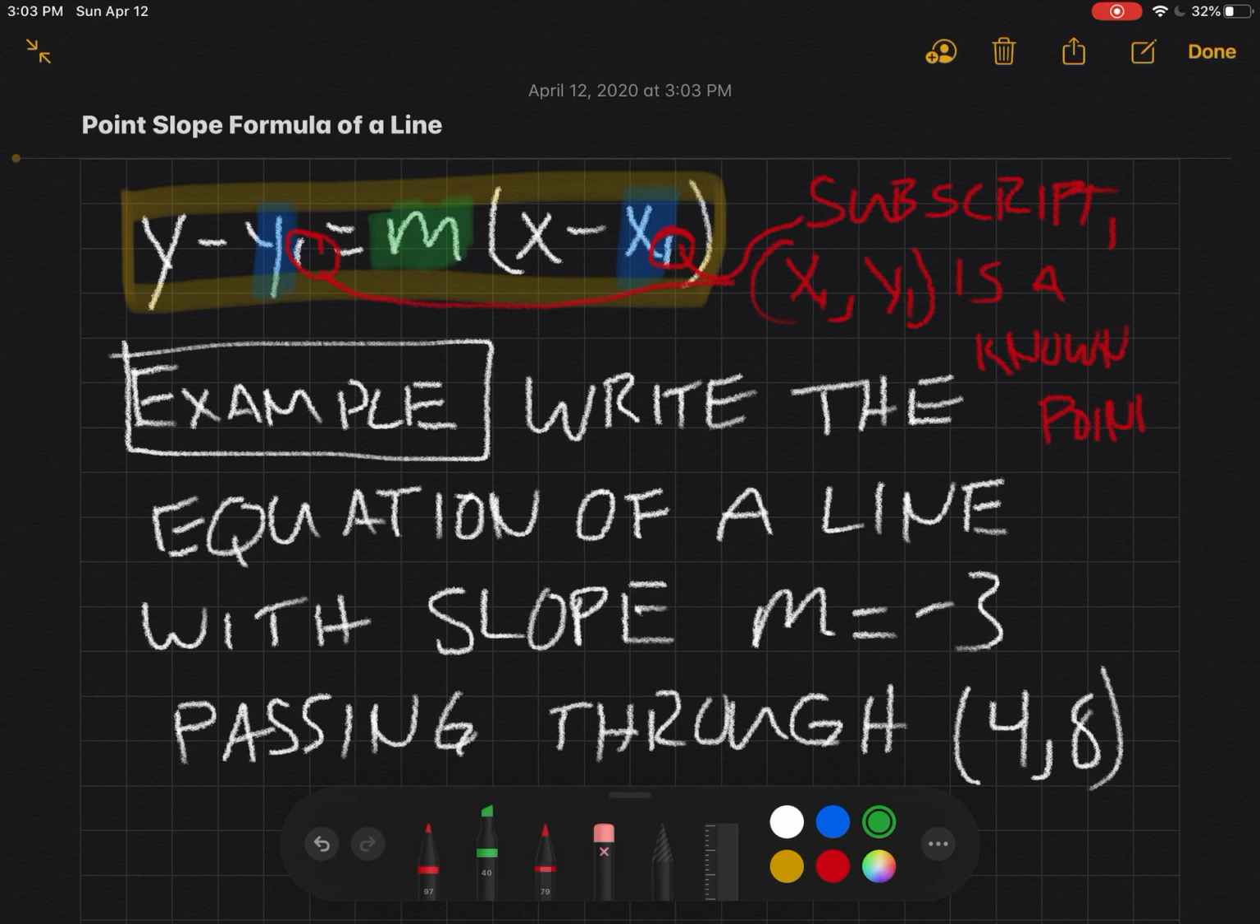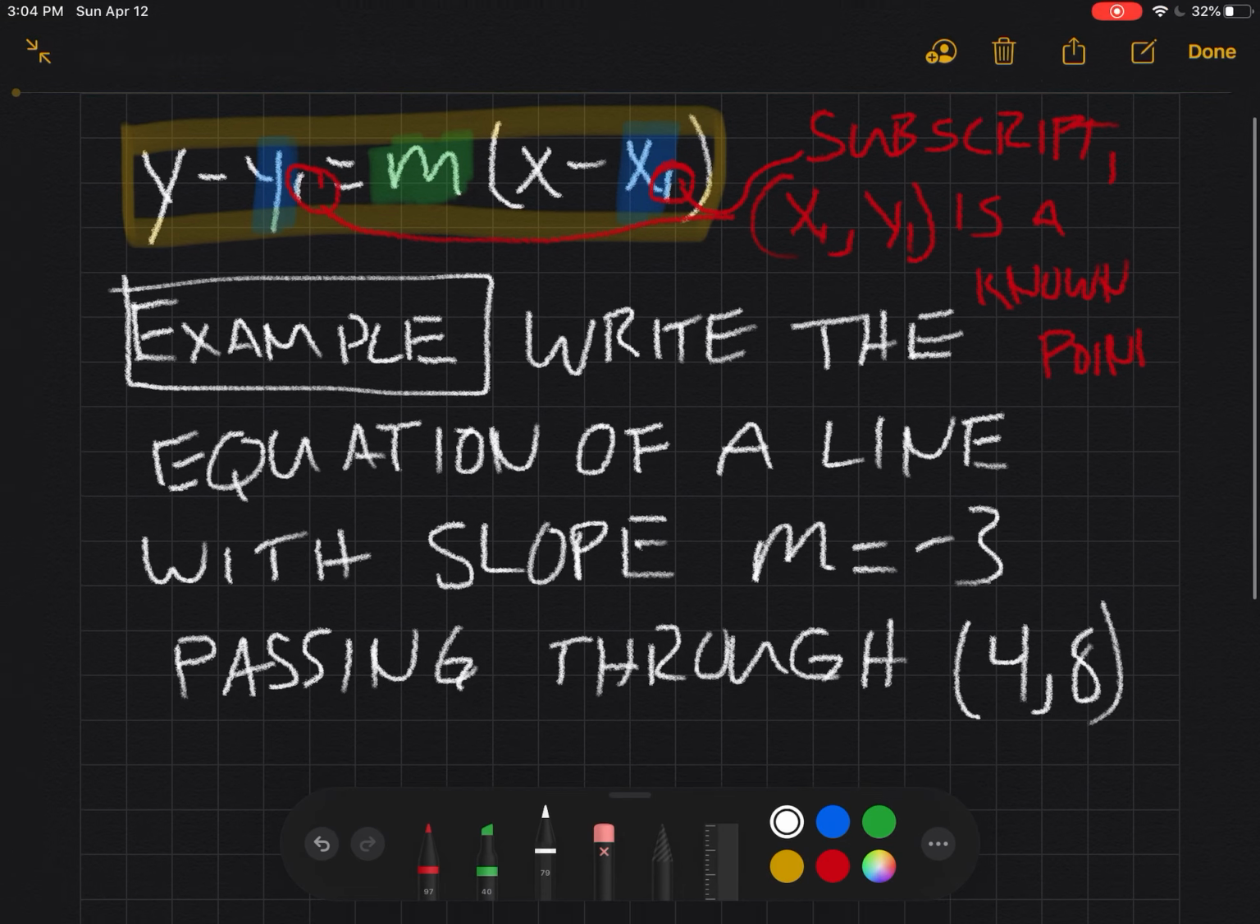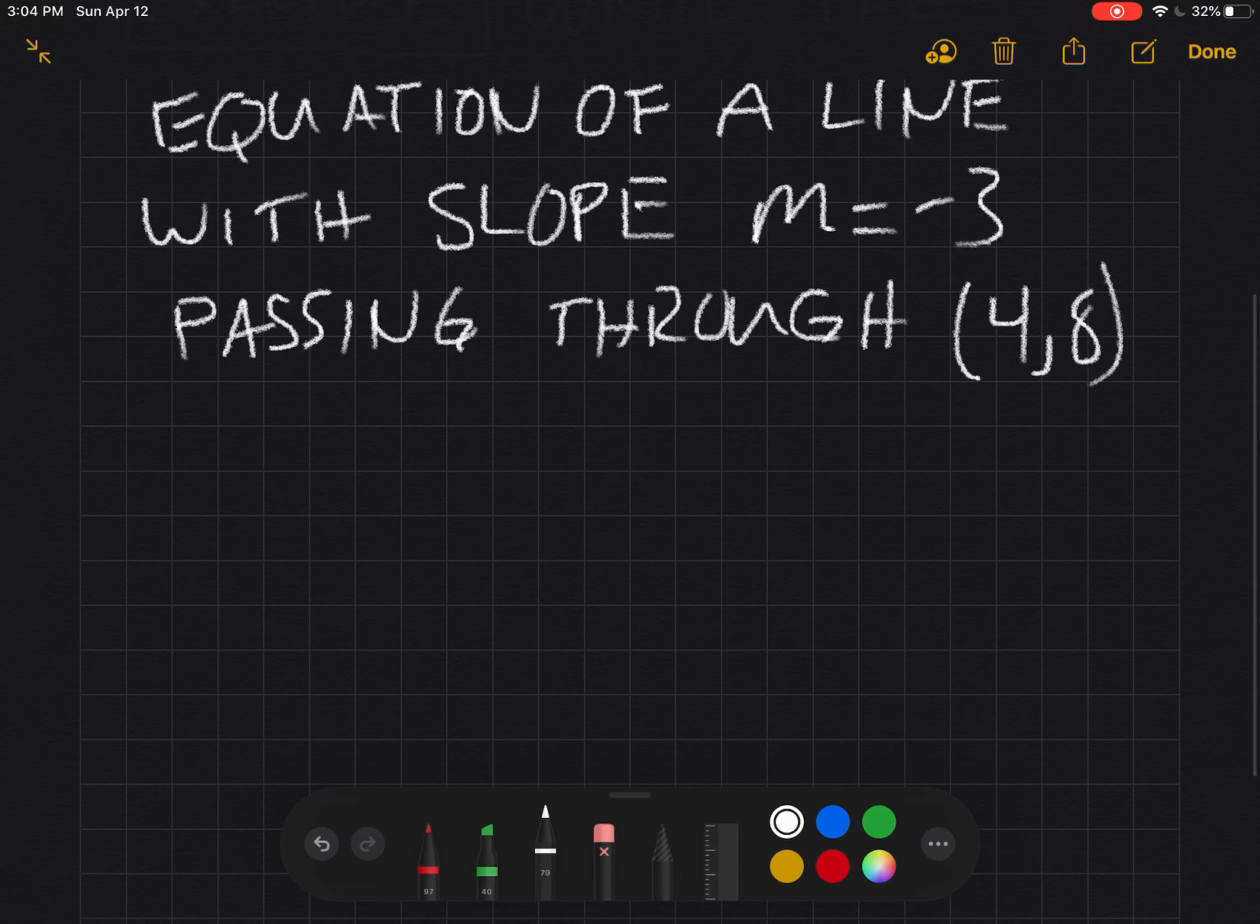And then if you watch my last video on slope, you'll know that m is always the letter that we use for slope in math. So m stands in for slope. So I think the best thing to do for this is to just give you an example right away, and then I'll talk to you a little bit more about this.